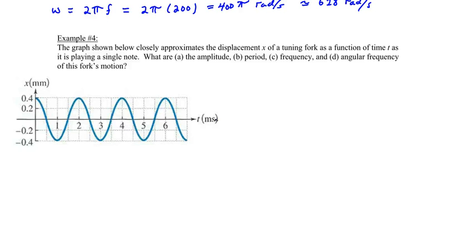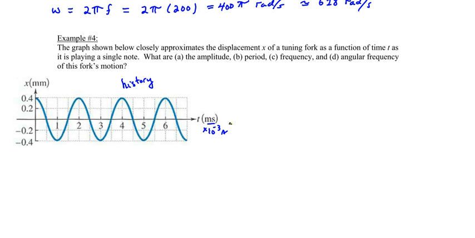This is what I like to call a history graph. It is showing what is happening to the position of the particle as it moves back and forth from the equilibrium over time here. So this is time, and notice this is written in milliseconds, so this is times 10 to the power of -3 seconds.